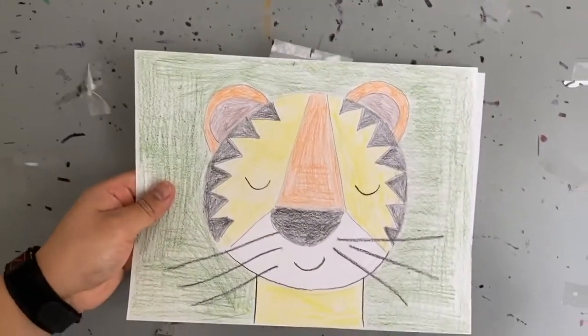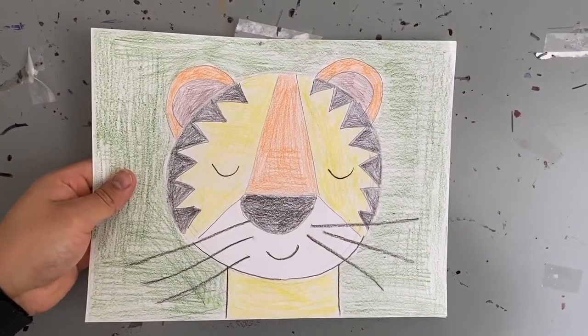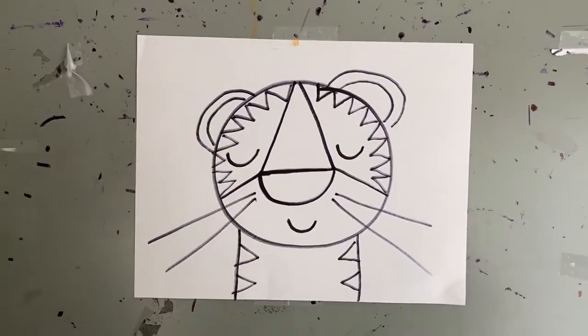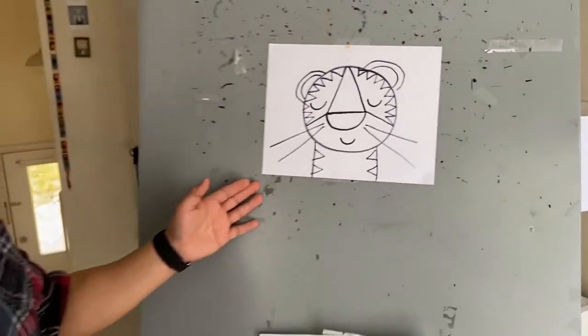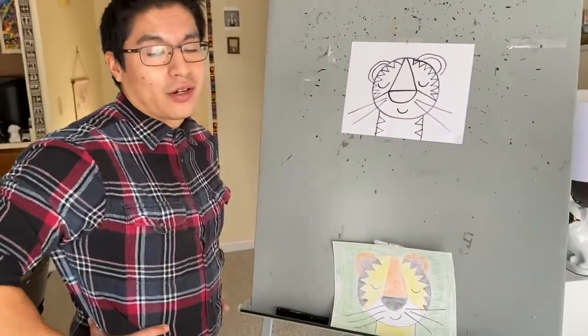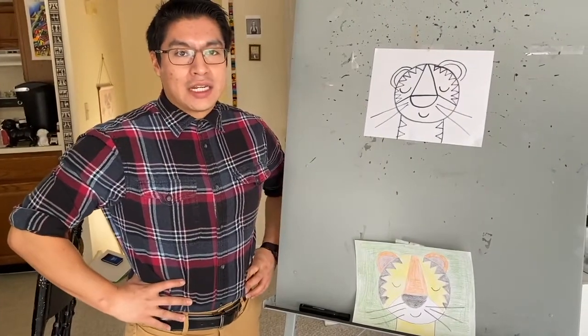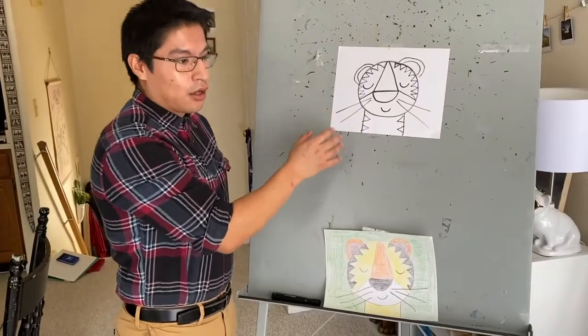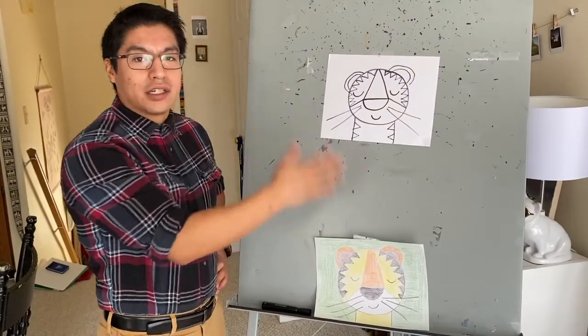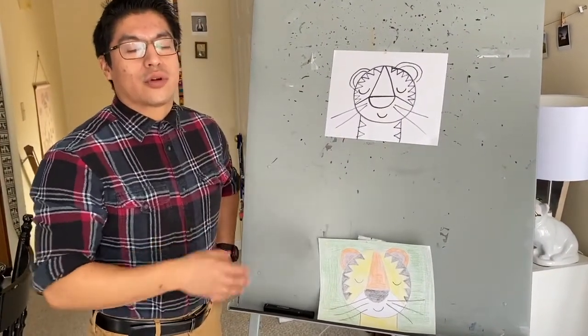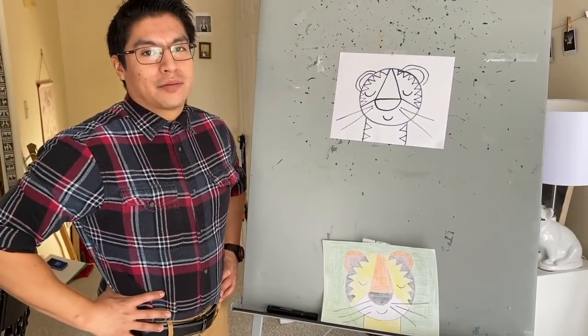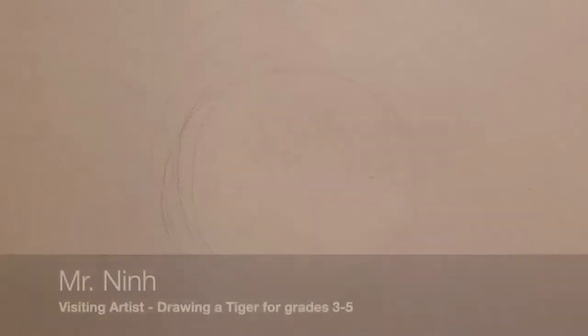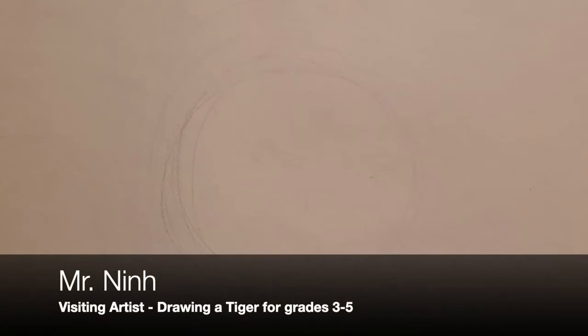All right. So as I said before, this lesson is for kindergarten through second grade. And now the next part of the lesson is going to be led by my friend and artist, Mr. Nin. He is going to lead another lesson of how to draw a tiger, but in a different way. All right, this lesson is geared towards third grade to fifth grade. All right, so enjoy. All right, Mr. Hadley's class. Let's get started on drawing the tiger.